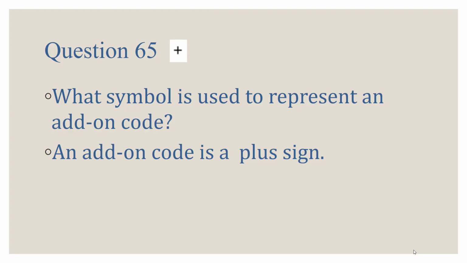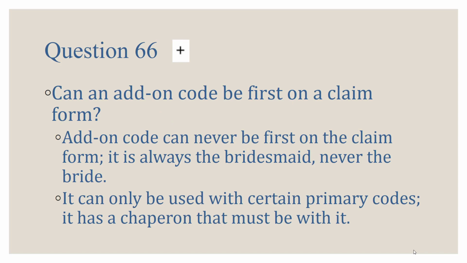Question 65. What symbol is used to represent an add-on code? An add-on code is a plus sign. Question 66. Can an add-on code be first on a claim form? Add-on codes can never be first on the claim form. It's always the bridesmaid, it's never the bride. And the add-on code can only be used with certain primary codes or parent codes. It has a chaperone that must be with it.